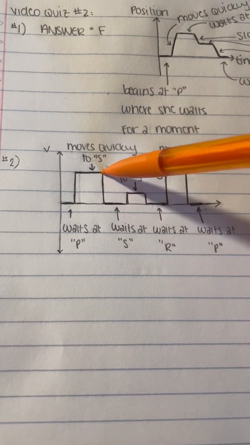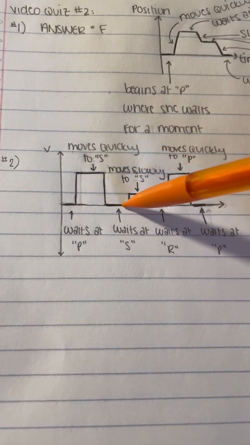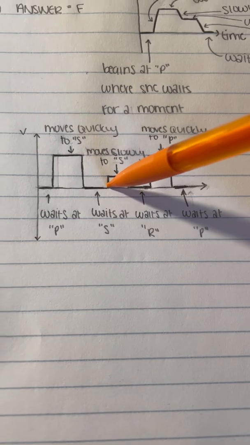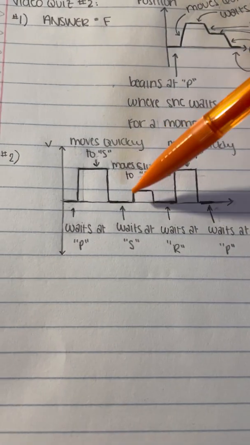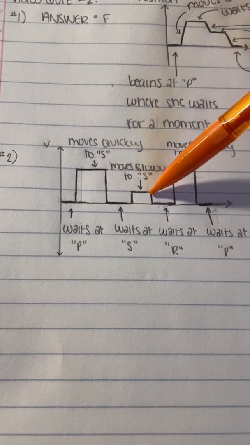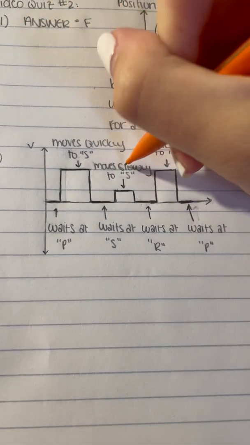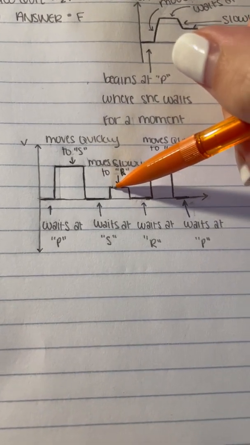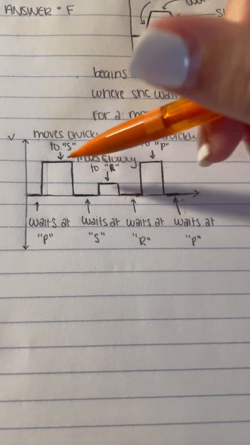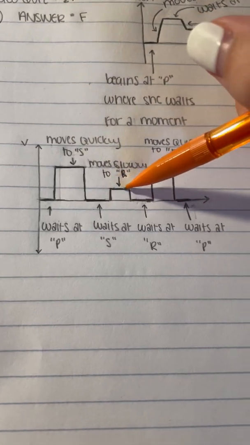Again, when she reaches S, she stands still, so her velocity goes back down to 0, and then she slowly moves to R. That's supposed to be R. So since she's moving slowly to R, her velocity is going to be much lower than when she moved from P to S. So we drew it down here.